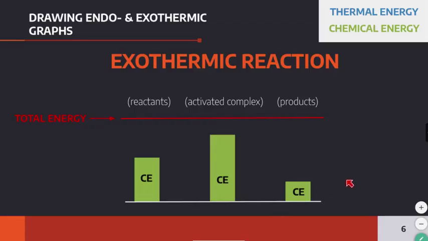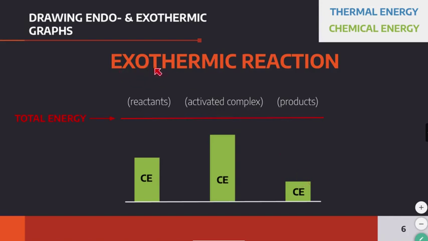Next, you want to draw the chemical energy for the products. Two things have to be true. Number one, in all of our graphs, the chemical energy for the products has to be less than the chemical energy for the activated complex. Because when we're making products, we are making new bonds, we're moving with the force, the bonding force, so that means the chemical energy has to drop.